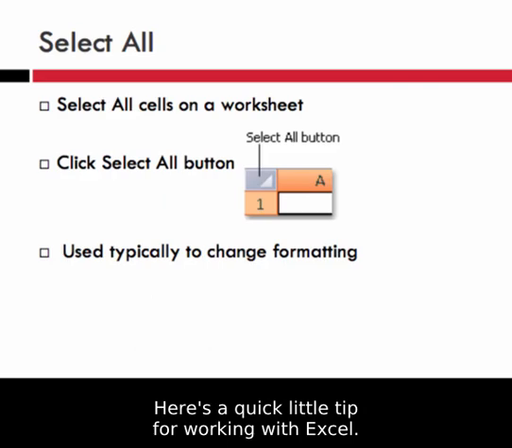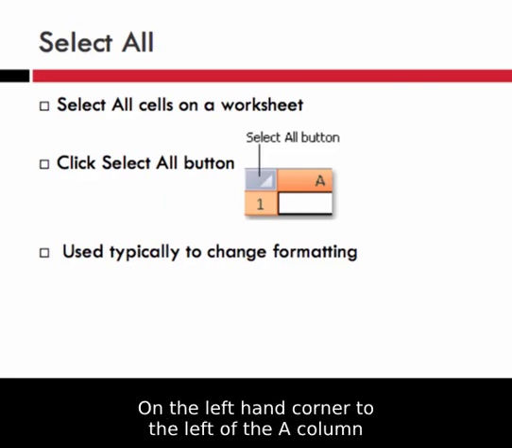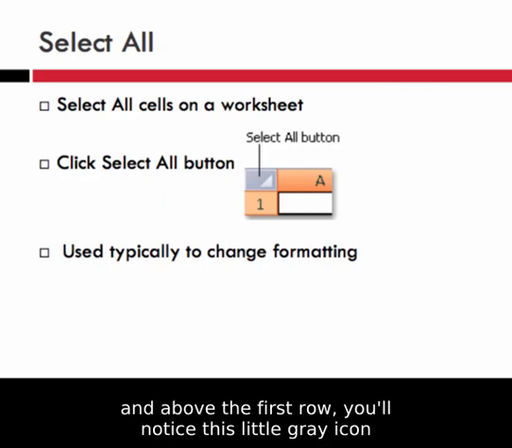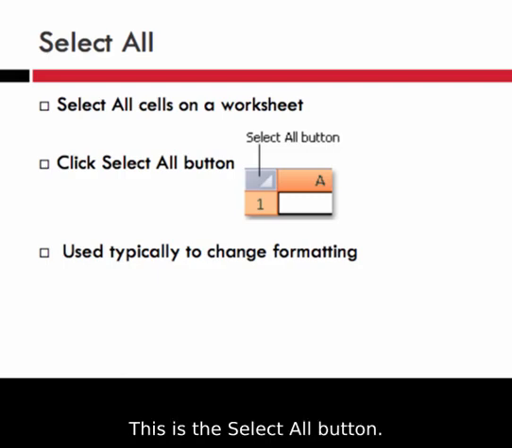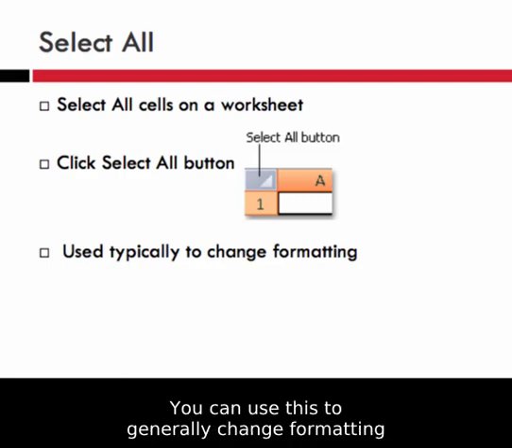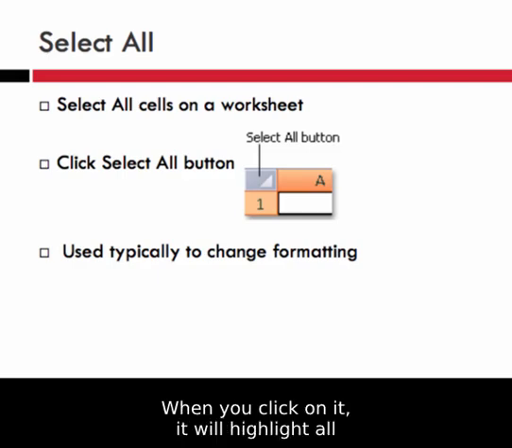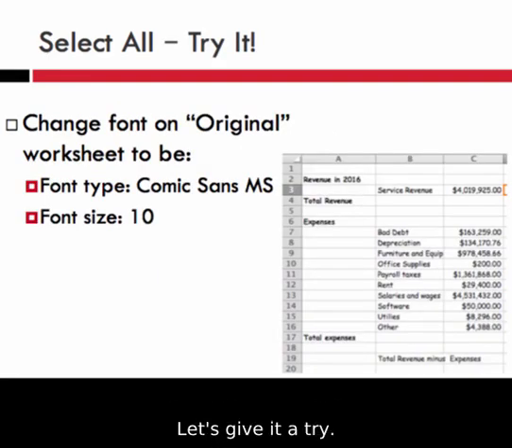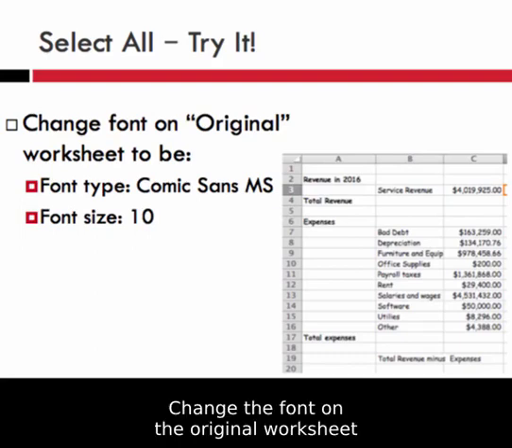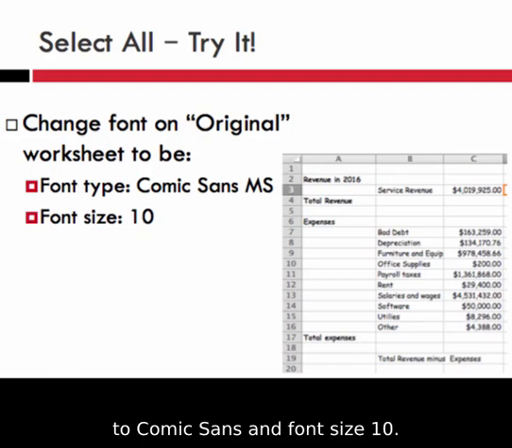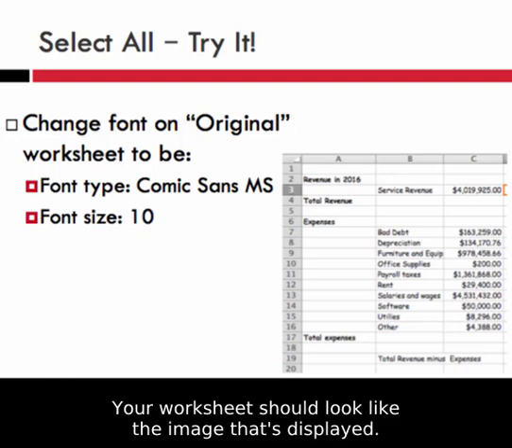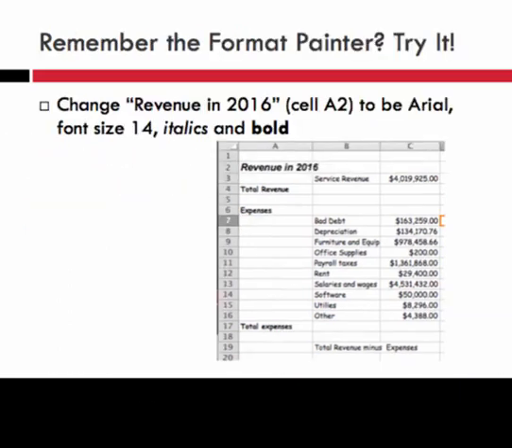Here's a quick little tip for working with Excel. On the left-hand corner to the left of the A column and above the first row, you'll notice this little gray icon with the triangle in it. This is the Select All button. You can use this to generally change formatting of your worksheets. When you click on it, it will highlight all of the cells in your spreadsheet. Let's give it a try. Change the font on the original worksheet to Comic Sans and font size 10. Your worksheet should look like the image that's displayed.